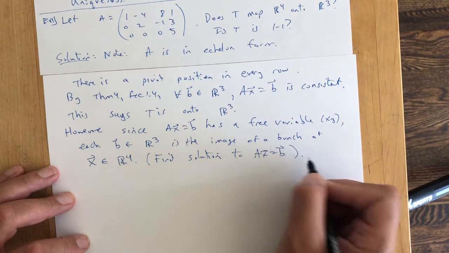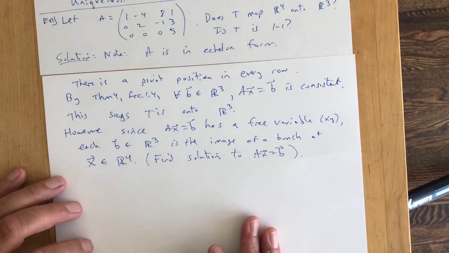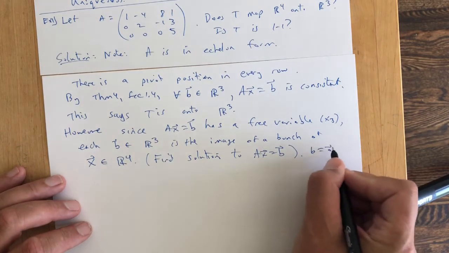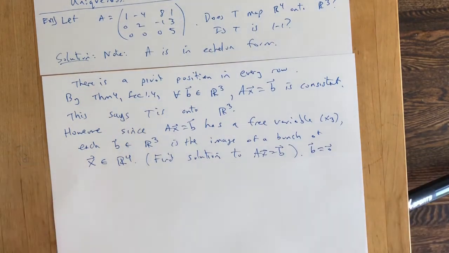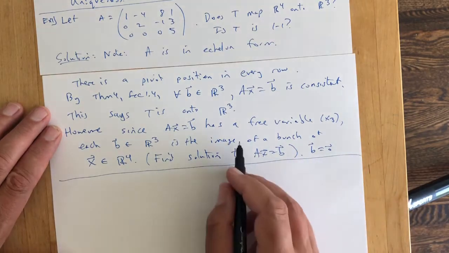To Ax equals b. And you can just pick any old b you want. I don't know, why don't you let b be 0, just for fun. Because it has to be true for all of them, so you might as well pick one of them, and the easiest one to pick is 0. So find the solution to Ax equals 0, and then come back and we'll talk about this.